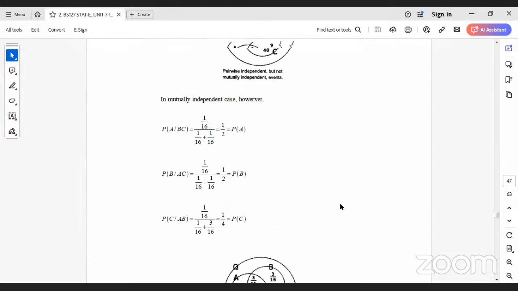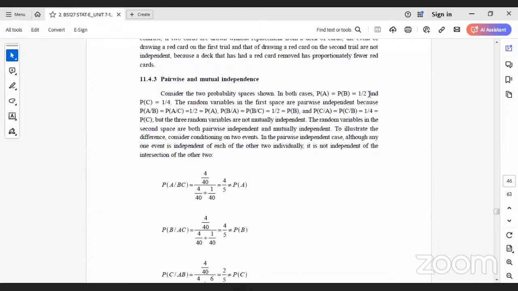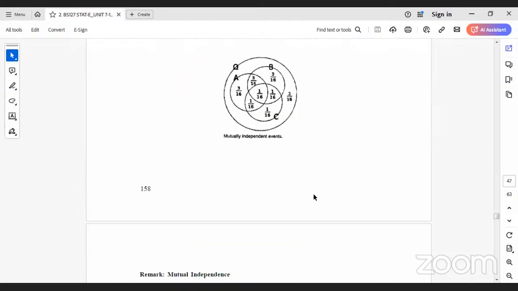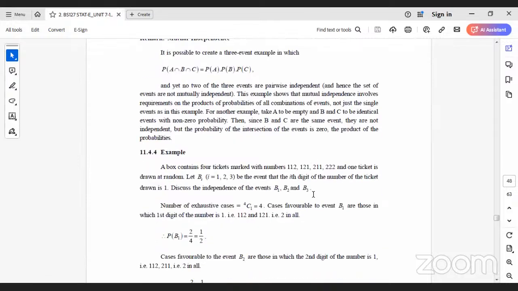Is that so? Yes, sir. Do that and check correctly: 1/16 + 1/16 + 1/16. Check the values correctly: P(A|B∩C), P(B|A∩C), P(C|A∩B). Are the values correct or not? Correct, sir. Then P(A|B) = 1/2 is there. Here? Yes, sir. P(B) is 1/2, P(C) is 1/4. So therefore the values are correct. So mutual independence. Clear? Clear, sir. Next question.